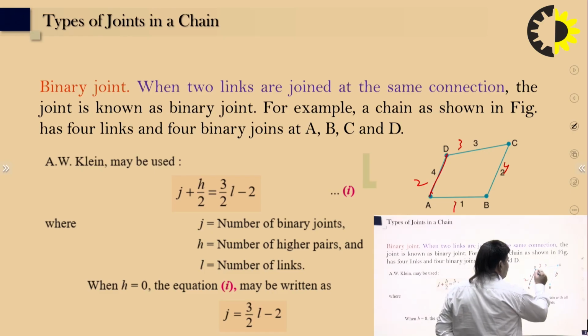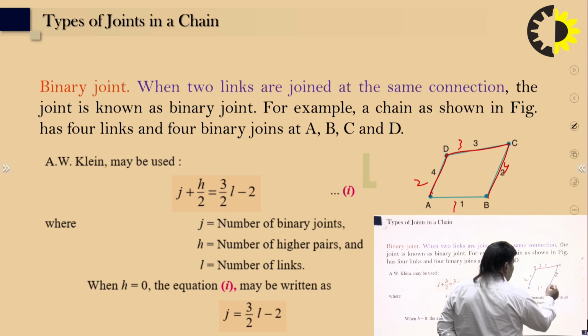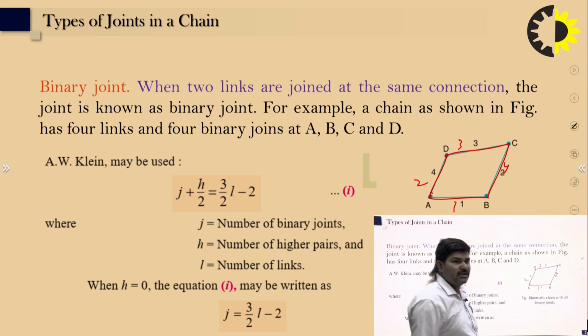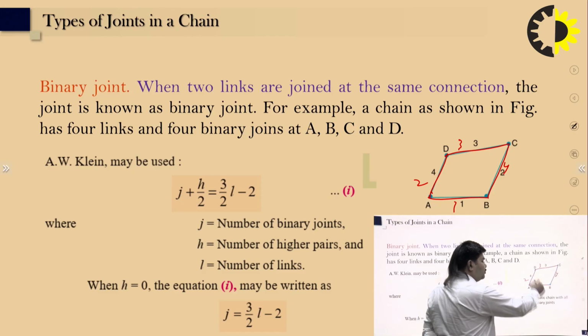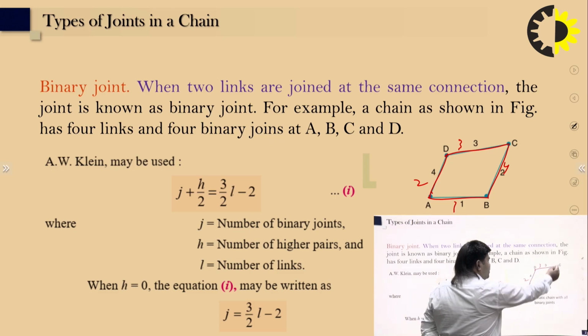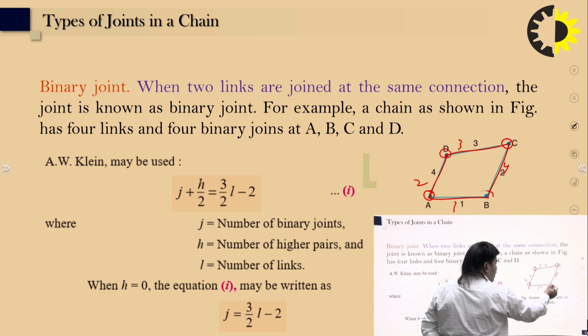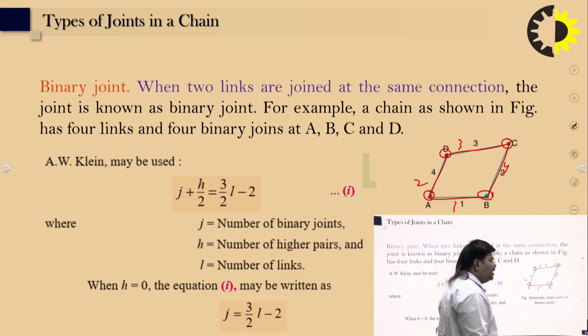1 is connected to 2, 2 is connected to 3, 3 is connected to 4, and 4 is connected to 1. So this is what you can say is the kinematic chain form. The last link is connected to the first link, and at points A, B, C, D, two links are joined at each point.